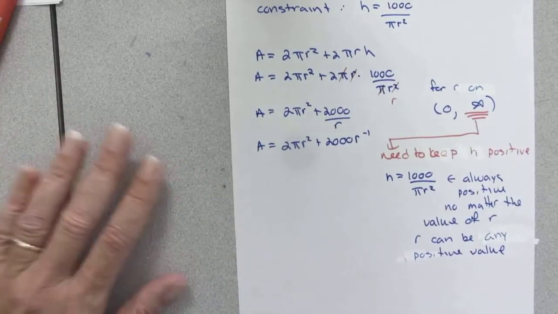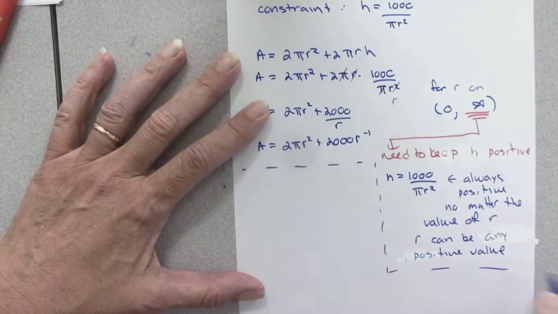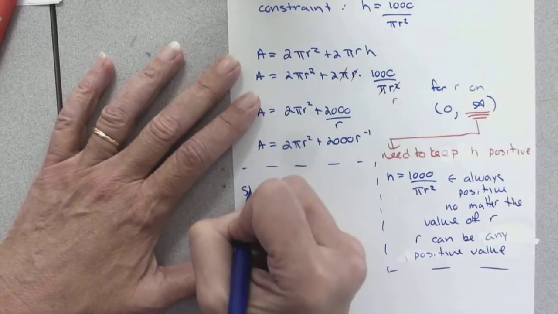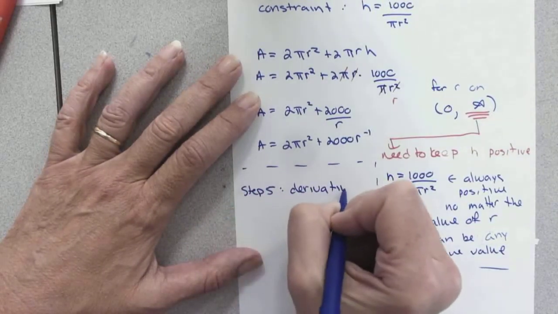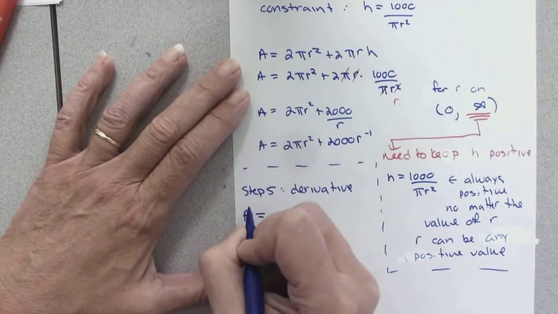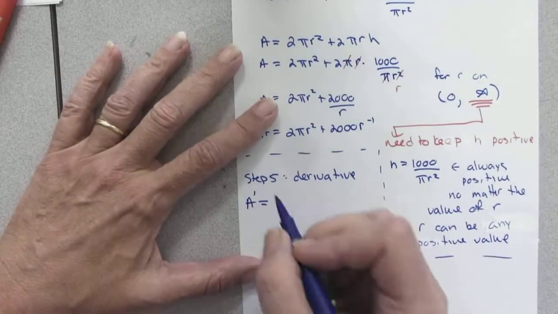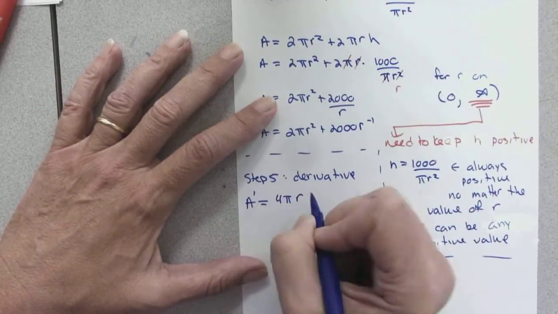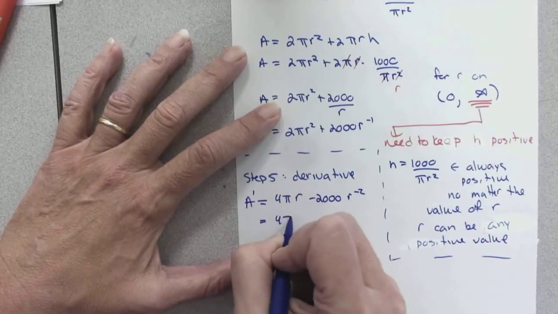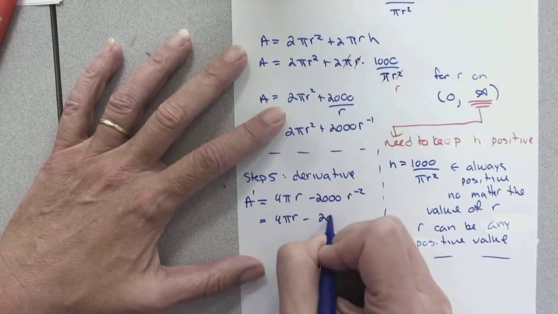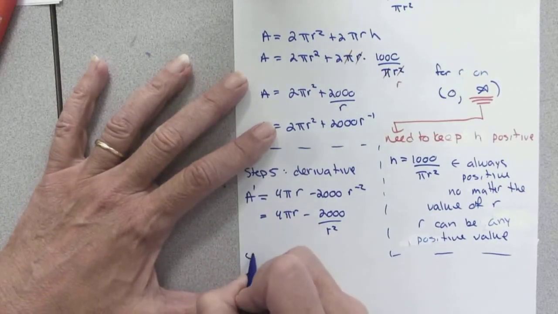After that, all the steps are going to be basically the same. So that was step 4. Step 5, derivative. So A prime. There's my derivative right, there's my original function there. Remember, pi is just a coefficient. So that's going to be 4 pi r minus 2,000 r to the negative 2. Or that's 4 pi r minus 2,000 over r squared. Critical number.